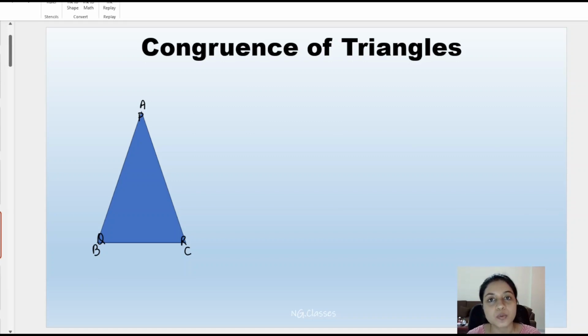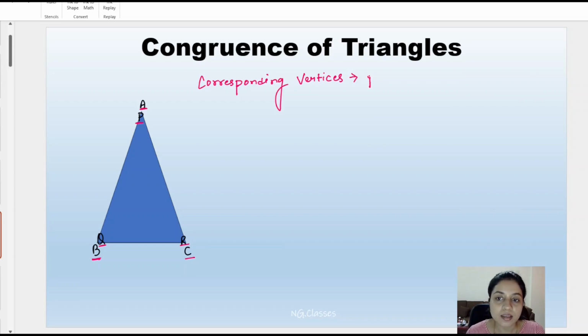One more thing we can notice here that the vertex P falls on vertex A, right? Can you see it? Here P falls on A, vertex Q falls on vertex B, and vertex R falls on vertex C. These are called corresponding vertices. Let's write it. P and A, vertex R and C overlap on each other, and vertex Q and B.